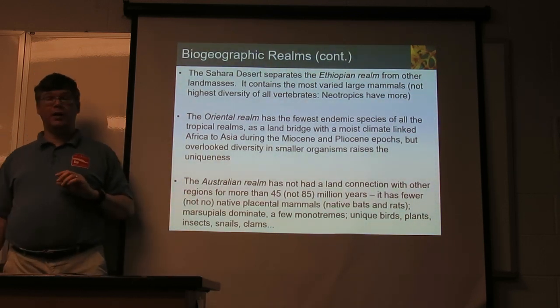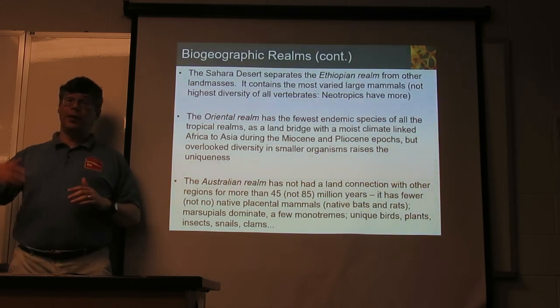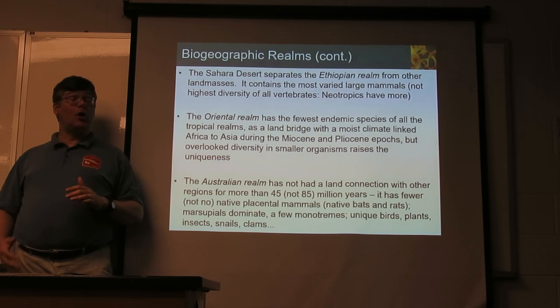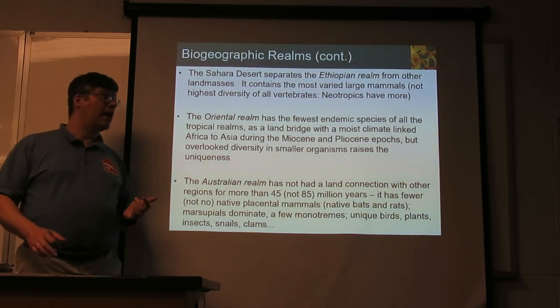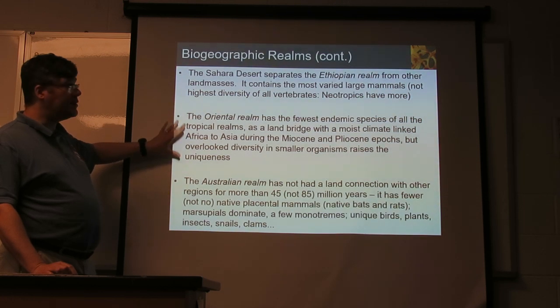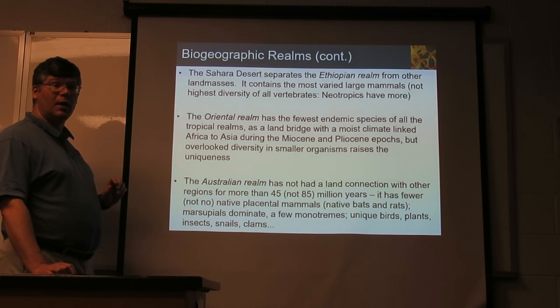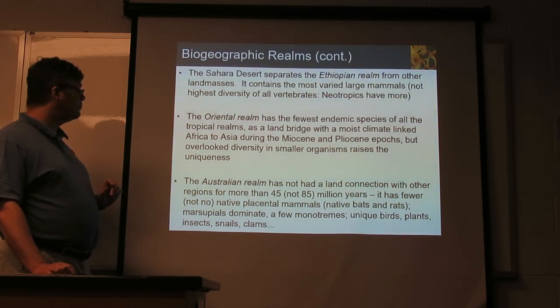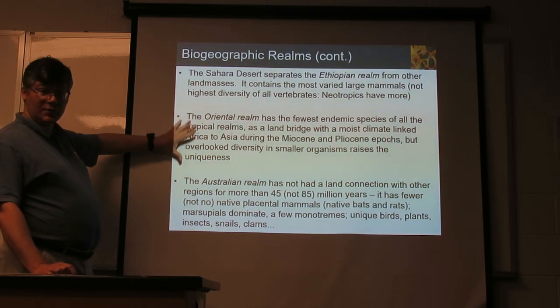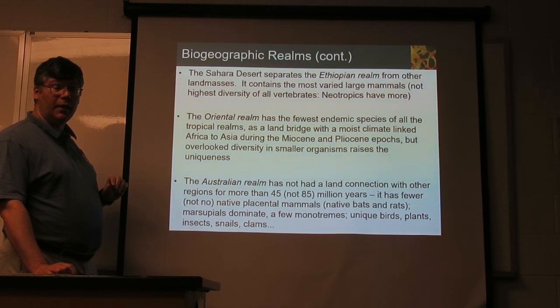Oriental has somewhat fewer endemics. After all, it does connect fairly extensively with the Palearctic, but also this is partly an amount of study. As folks are looking more closely at some of the smaller things, increasingly recognizing that there are a lot of things unique to the South and East Asia region. Again, you have desert in Arabia helping separate it from the Ethiopian realm, and the Himalayas separating it from the Palearctic.